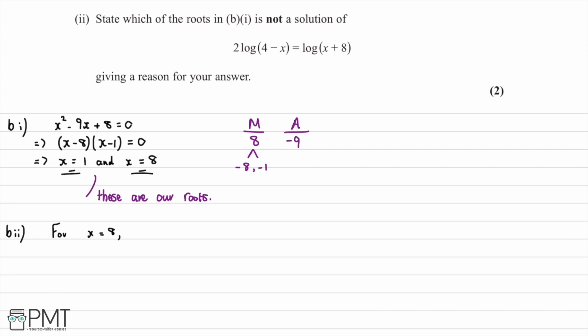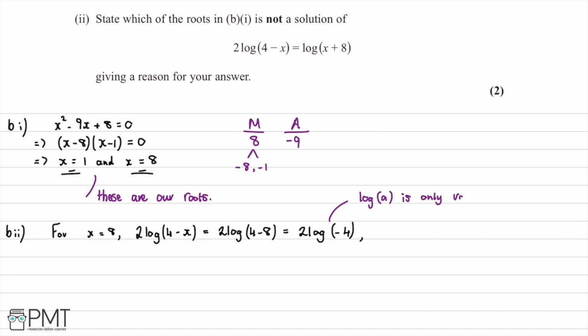So for x equal to 8, what will our expression be? On the left-hand side, we'll have 2 log of (4 minus x). That is going to be equal to 2 log of (4 minus 8), which is going to be equal to 2 log of negative 4. But because we know the inside of the bracket must be greater than 0, we know that this can't be found. So just annotate that in. We'll say that log of a is only valid for a greater than 0.